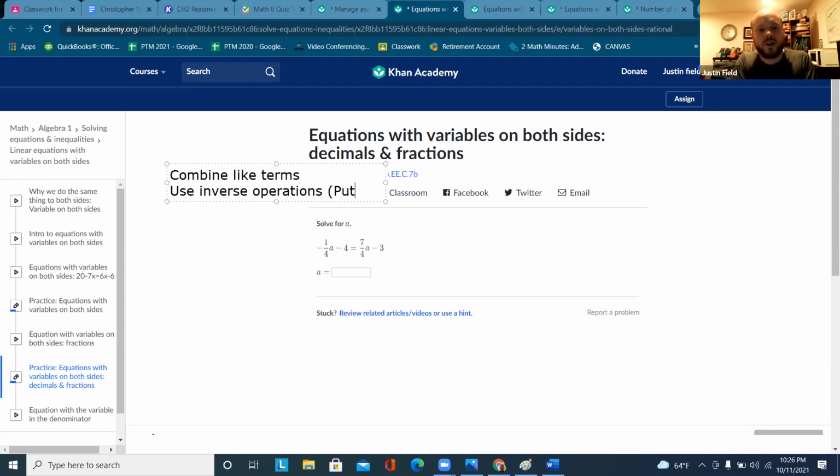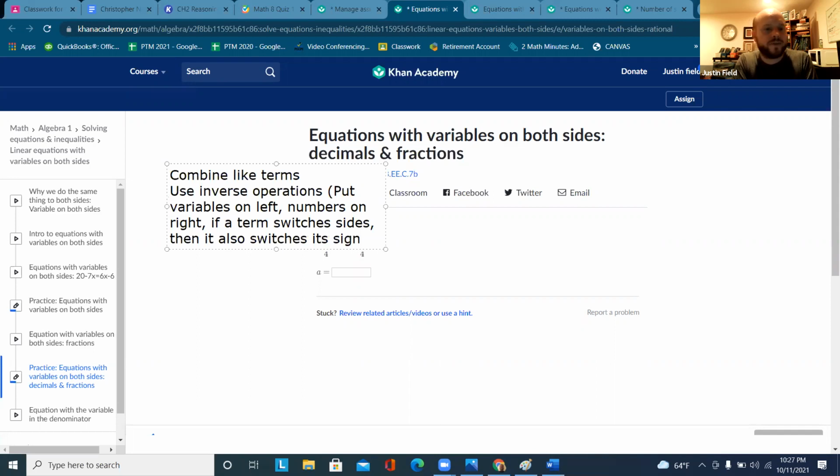What does that mean? Put variables on the left, numbers on the right, switching sides. If a term switches sides, then it also switches its sign. And solve the remaining one-step equation.